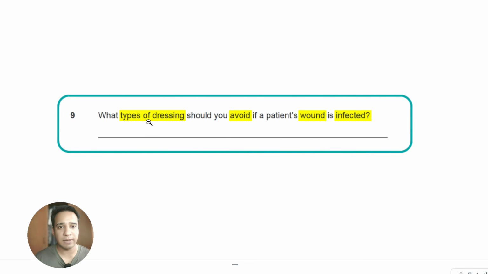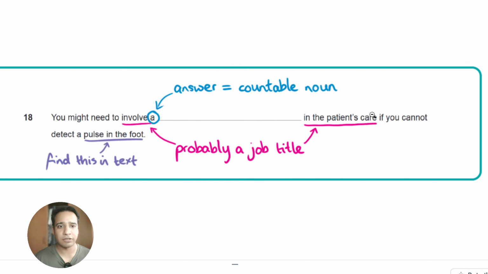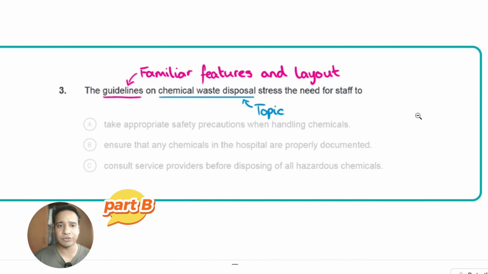For example, types of dressing you have to avoid, on the wound, infected, and then quickly find the answer. When you will be completing the sentence, try to look at the words carefully. For example, involve, in patient's care, and the answer is going to be a countable noun because involve, that's going to be a job title. And holes in the foot. It means you have to find the paragraph about the foot. Here, when you look at a question, try to underline and highlight again. Okay, guidelines. It means it's going to be about the features and layout. Look at that. And the chemical waste disposal. This is the topic.